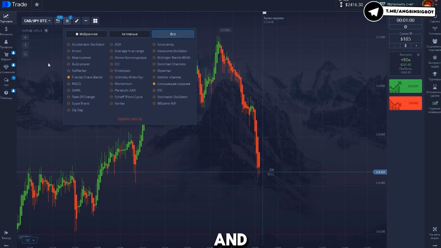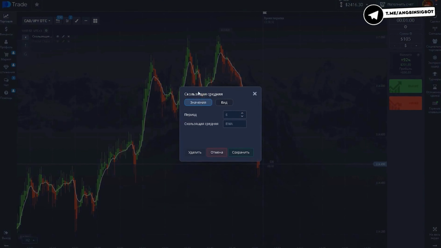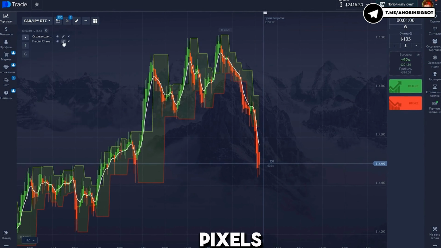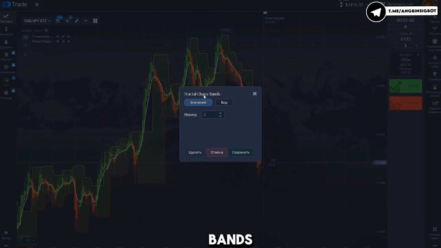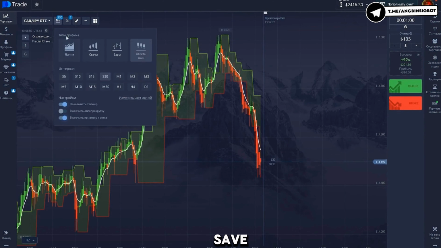Click on indicators and select these two indicators, moving average and fractal bands. You can see the settings for the moving average on the screen now. You can pause the video. I set it to white with 2 pixels. Save the fractal bands. The settings here are absolutely standard. Standard period, standard view. Click save.